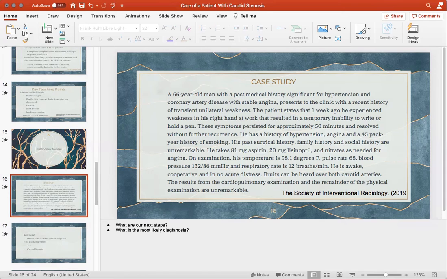He has a history of hypertension, angina, and a 45 pack year history of smoking. His past surgical history, family history, and social history are unremarkable. He takes 81 milligrams of aspirin, 21 milligrams of lisinopril, and nitrates as needed for angina. On examination, his temperature is 98.1, pulse 68, blood pressure 132 over 86, and respirations are 12 breaths per minute. He is awake, cooperative, and is in no acute distress. Bruits can be heard over both carotid arteries. The result from the cardiopulmonary examination and the remainder of the physical examination are unremarkable.